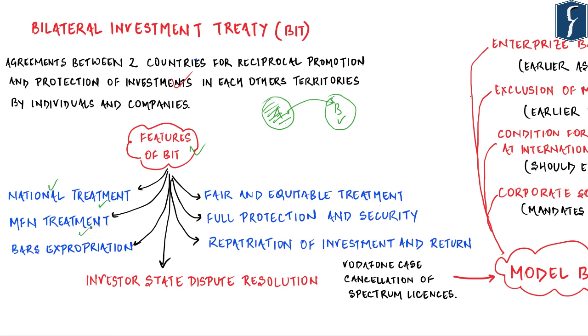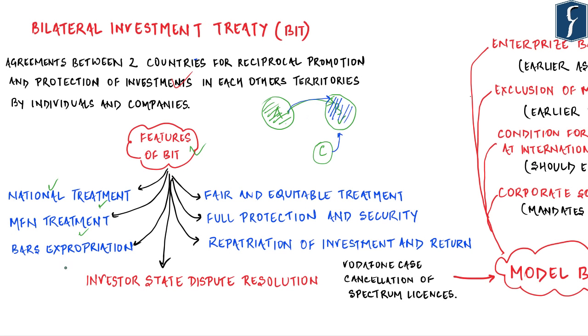The second is MFN treatment, which expands into most favored nation treatment, which means that the concession extended to foreign investors of a particular country would be extended to foreign investors of other countries as well. So going back to the same example, let's say there are 3 countries in this scenario and we are talking about investments into B. So if investors belonging to country A are getting certain concessions, according to MFN treatment, the investments from country C and the companies from country C should also get the same treatment as A is getting, and this is called most favored nation treatment.